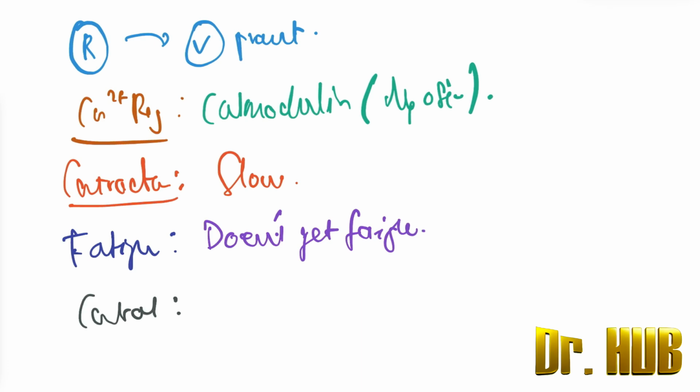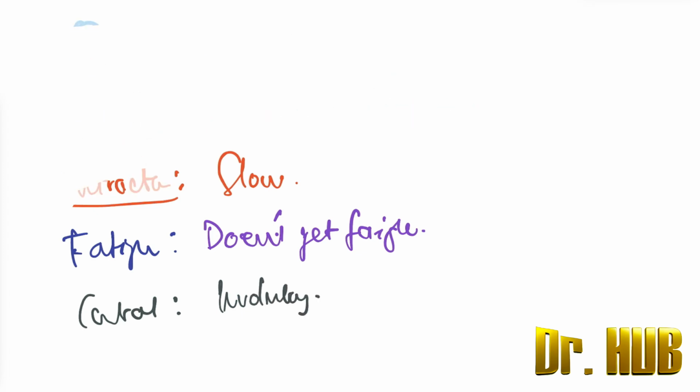How is the control? The control is totally involuntary. So the smooth muscles have involuntary control.